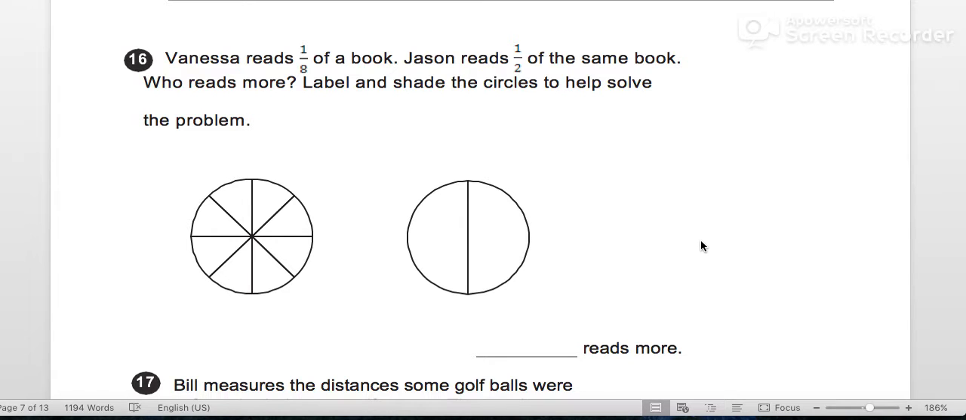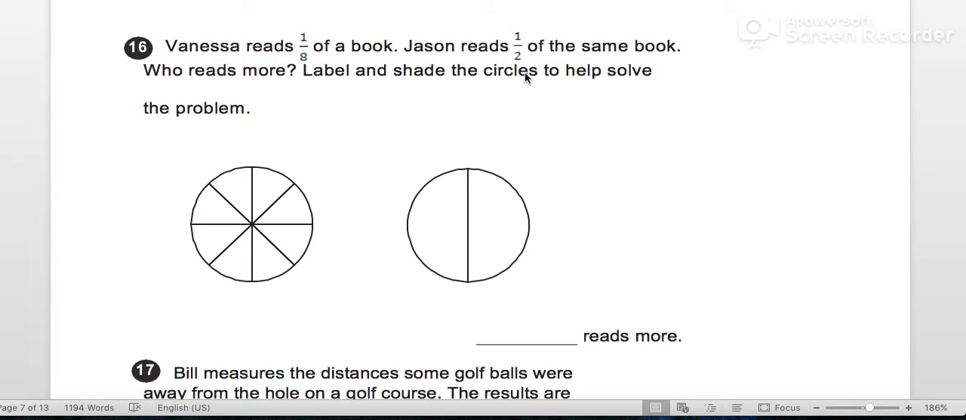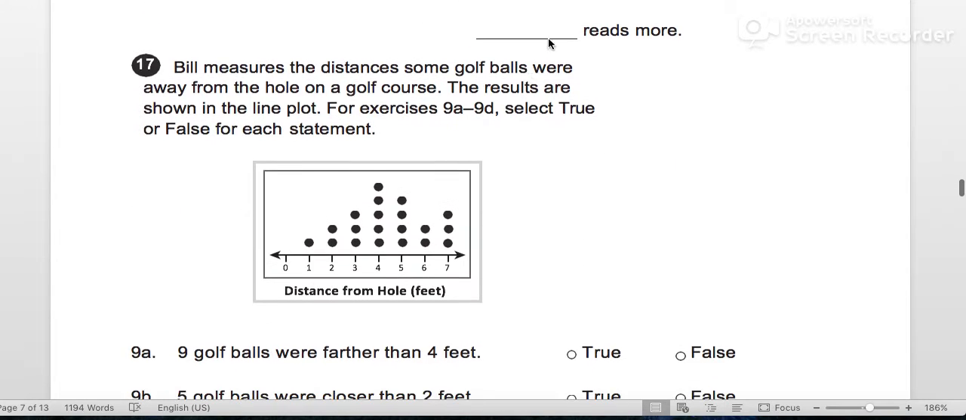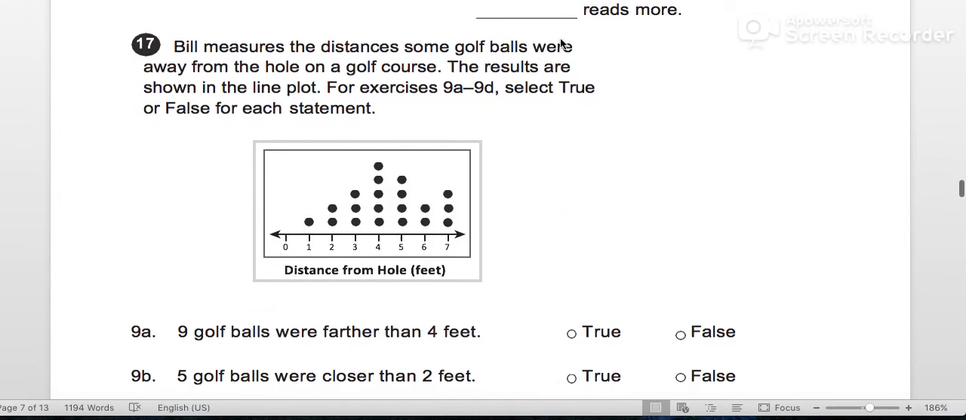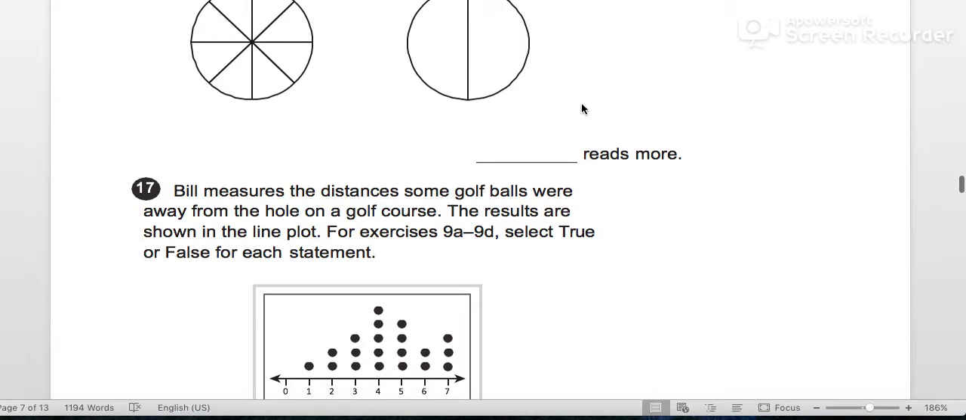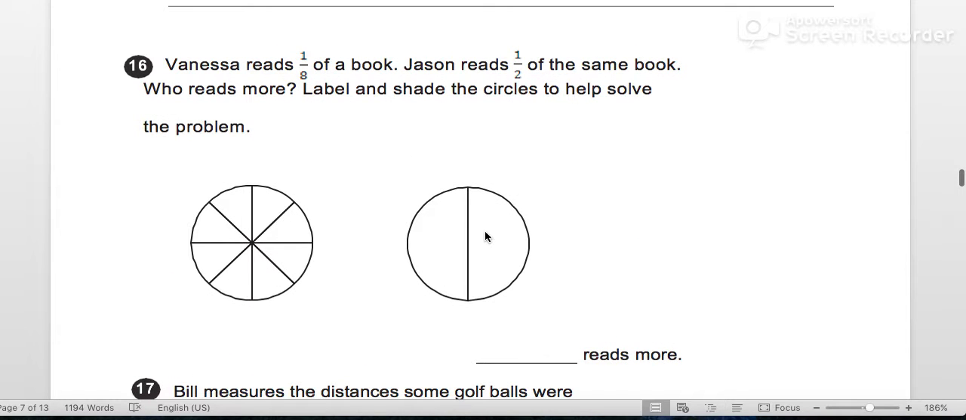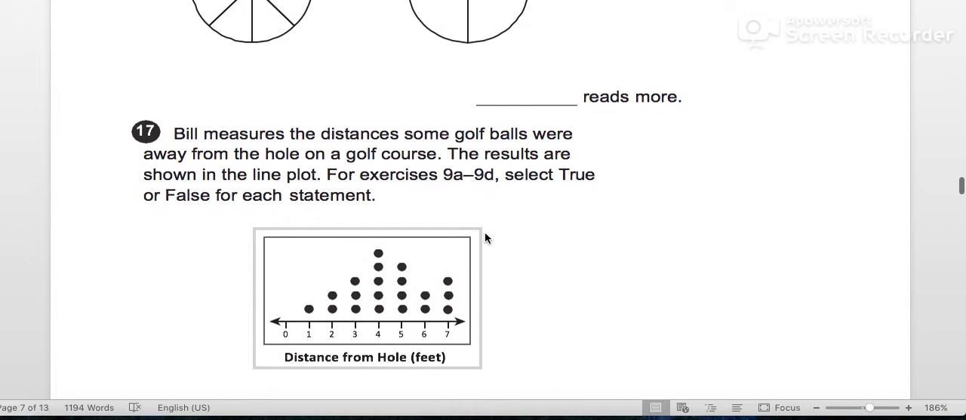And remember, make sure to look at your denominators. Vanessa reads 1/8 of a book. If her denominator is 8, think about which circle you'll be filling in for Vanessa. And Jason reads 1/2 of a book. His denominator is 2, so think about which circle you'll be filling in for Jason. And then on this line, you're going to write the name of who reads more, Vanessa or Jason. I still need to see your work, and you need to shade in the parts of the circles so that I can see your thought process and how you figured out who read more.